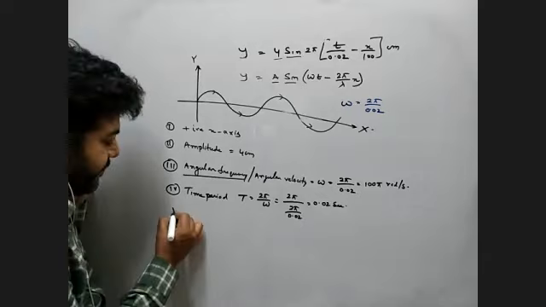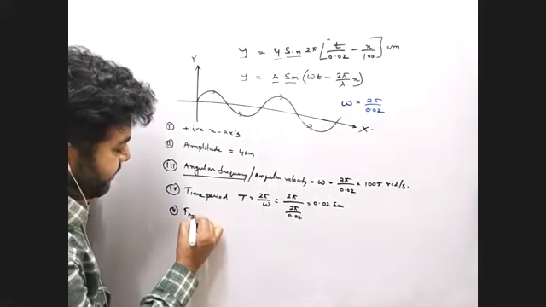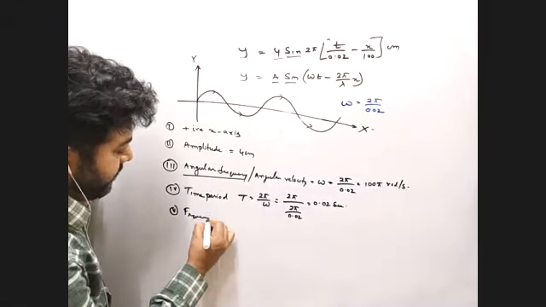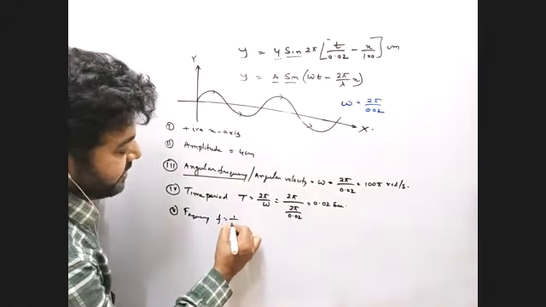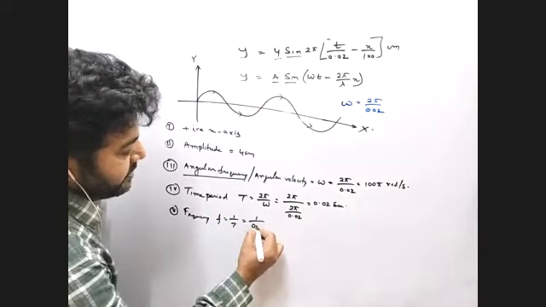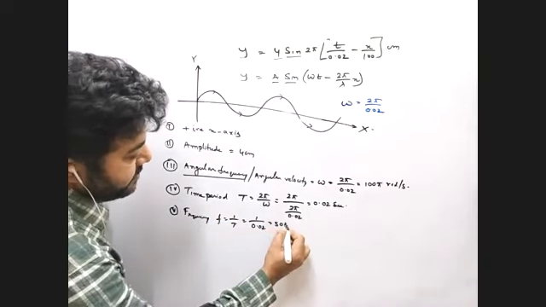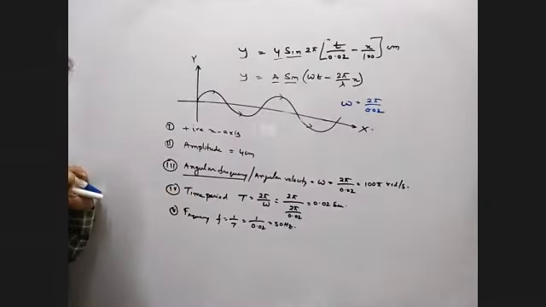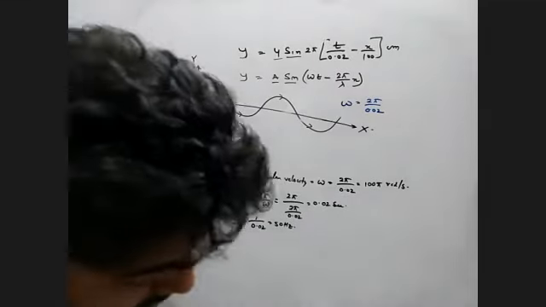Number 5, frequency. What do you mean by frequency? 1 by time period. So 1 by 0.02, that is 50 hertz. Clear? Yes, sir.